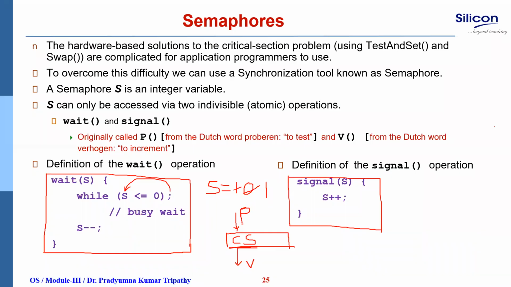And the process will come out. Now what is the value of S? S is 1, so the while condition is not satisfied now. The other process which is waiting gets in, as the condition is false. It will get in over here, make it 0, and enter into the critical section.